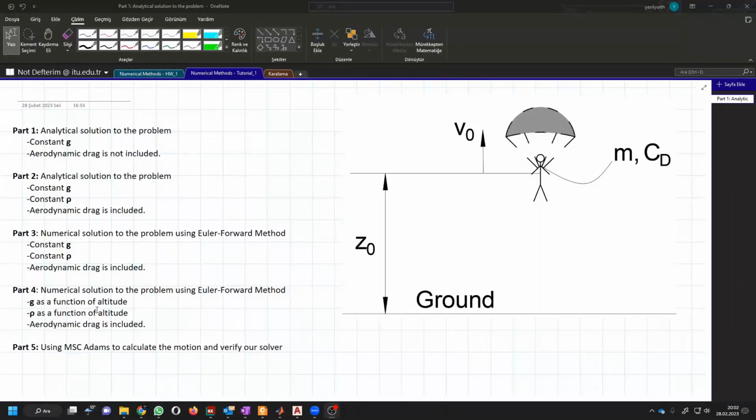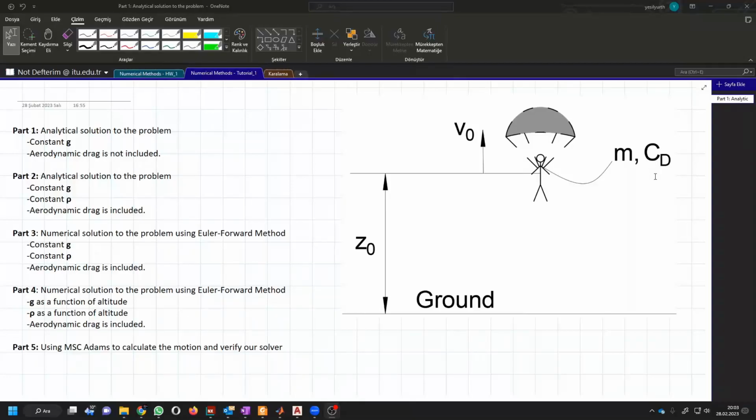So let me describe the motion first. As you see in this diagram, we have a parachutist, and this parachutist has an initial speed of v0. This v0 may be 0, which makes this problem a free fall problem. It may be a positive or a negative value as well. So also this parachutist has an initial location of z0 with respect to ground level, and he or she has a mass, of course, and he or she has an aerodynamic property.